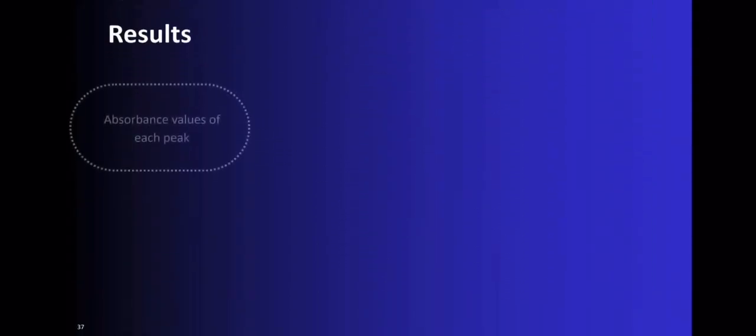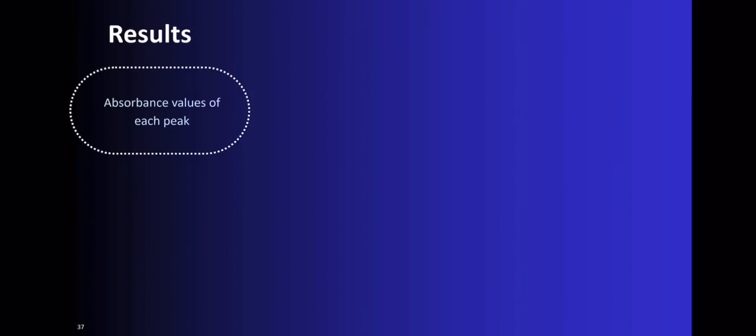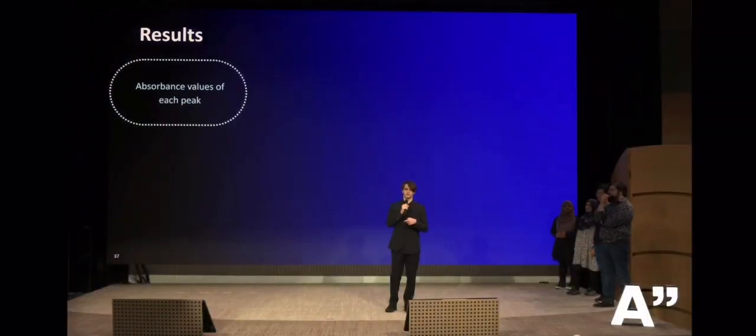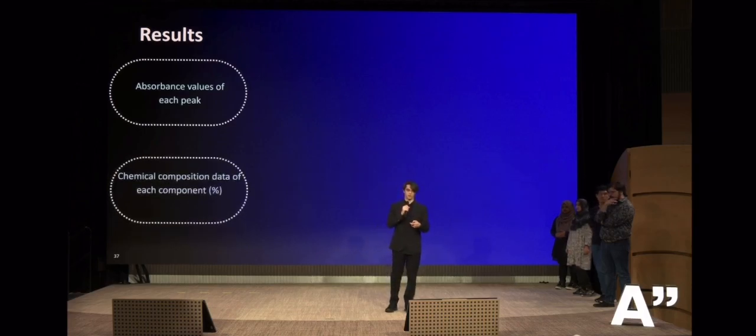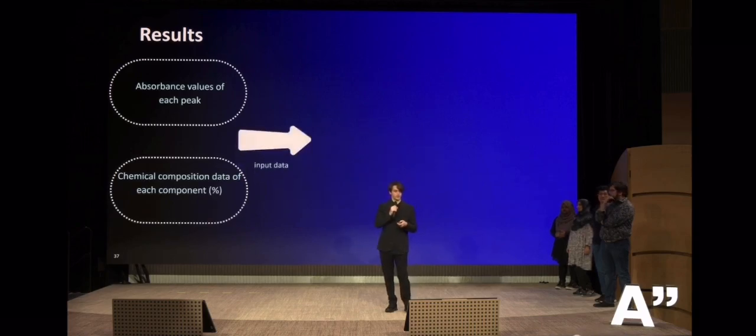Then the next step, we use the absorbance values of each peak. The position of these absorbance values is like a chemical signature of the molecule. And the intensity of these absorbance values gives you a rough idea about how much of this component you have inside the sample. And also we use the chemical composition data from the wet analysis to train the model. Then we fed this data as input data for our modeling.